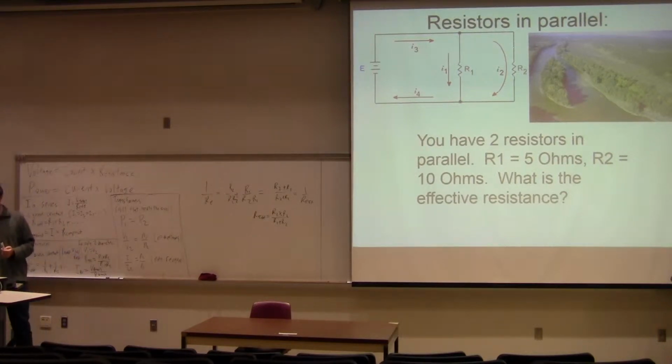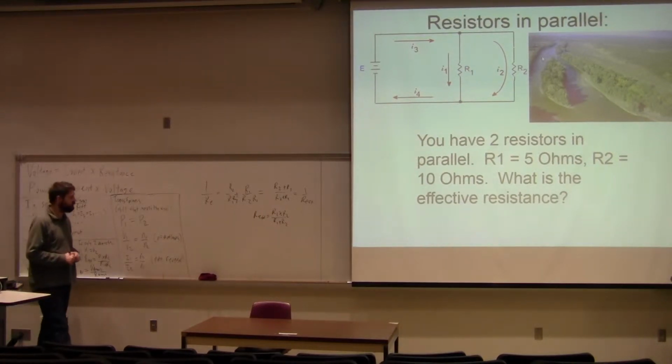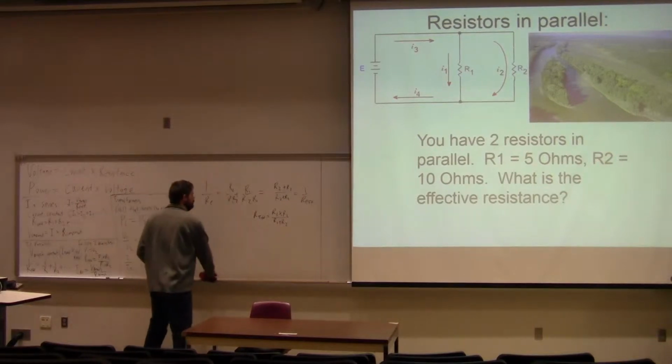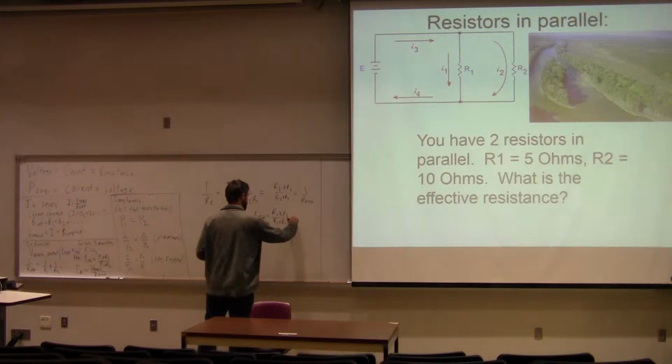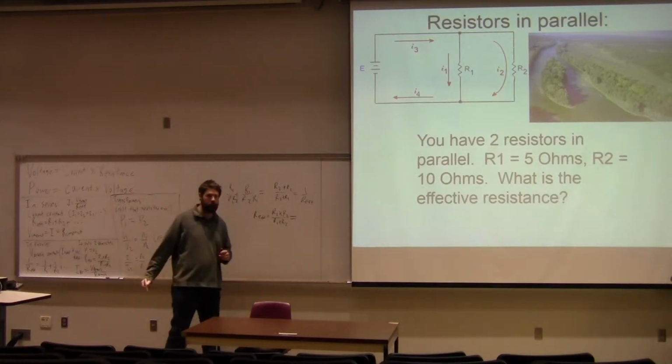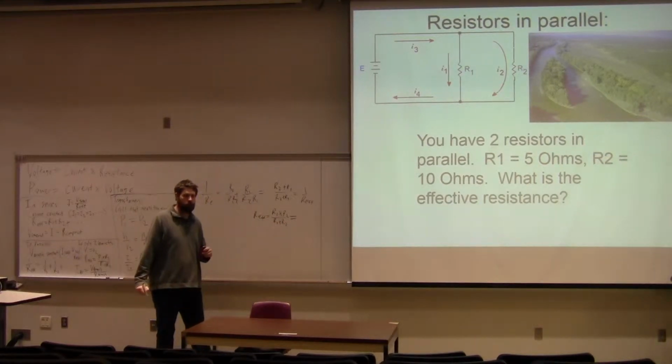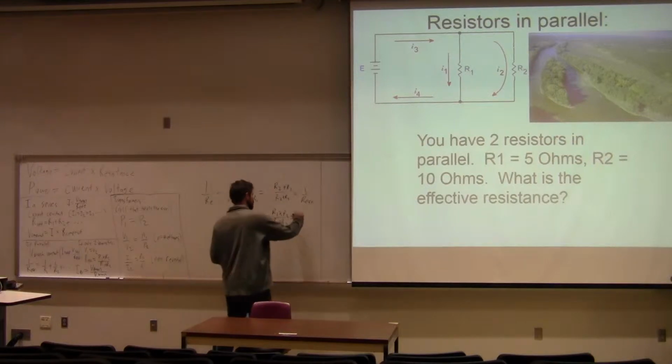Okay. So suppose we have two resistors. R1 is 5 ohms, R2 is 10 ohms. What's the effective resistance? Go ahead and calculate that out. Go. And hopefully you're done.